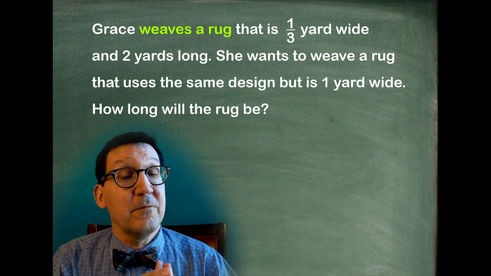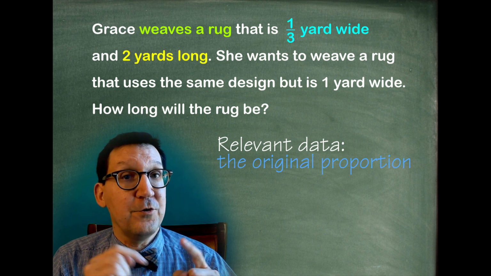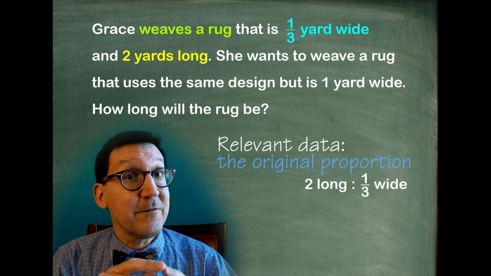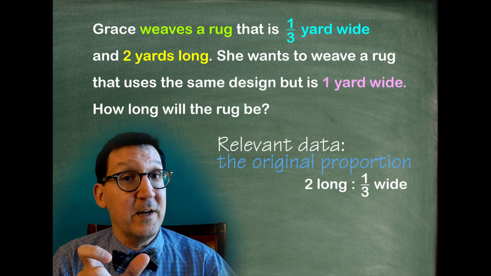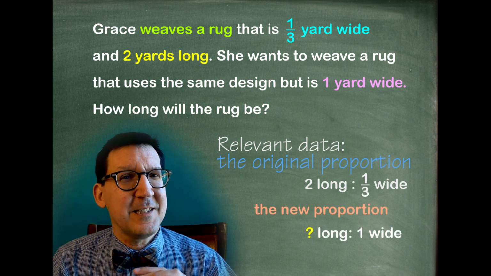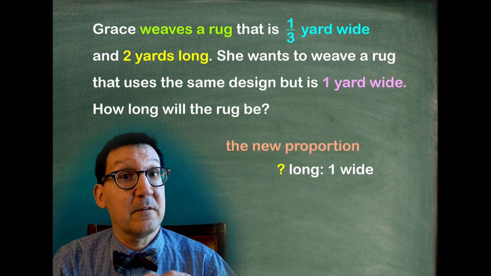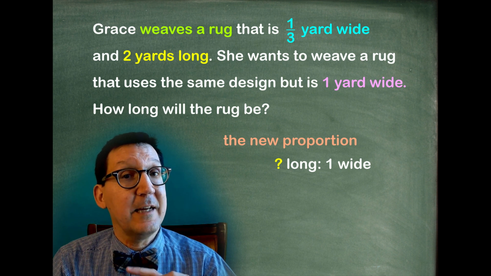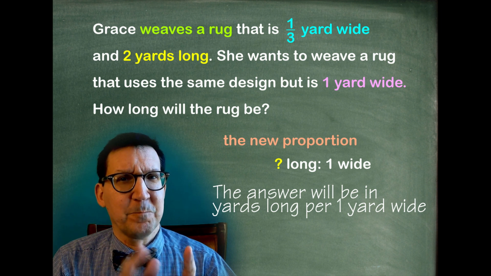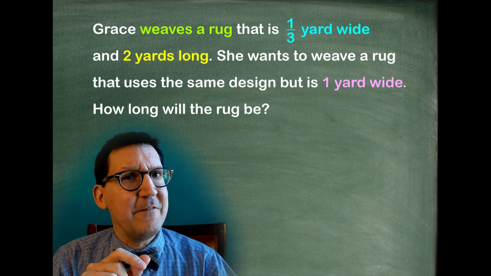So what's the data that we need? Well, we need the original proportion, which is 1/3 wide and 2 yards long. That's the proportion of the original, and part of the proportion of the new one. It's 1 yard wide. So we're looking for how long the rug will be. So it's safe to say that it's asking us for an answer in terms of length, because we're given the width, so we need the length, and the length is going to be in terms of yards.